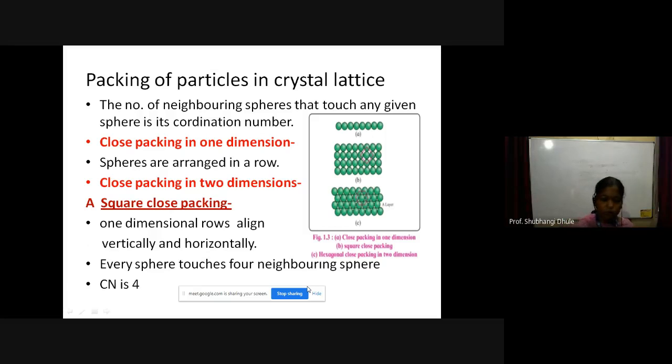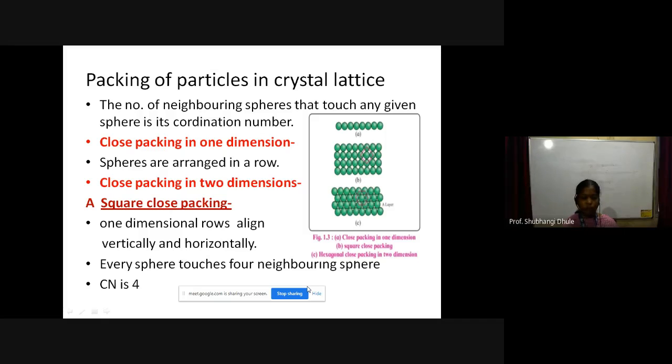So let us go for the first one, that is called close packing in one dimension. Why is it called close packing in one dimension? I told you that if the packing is close, then the coordination number is higher.